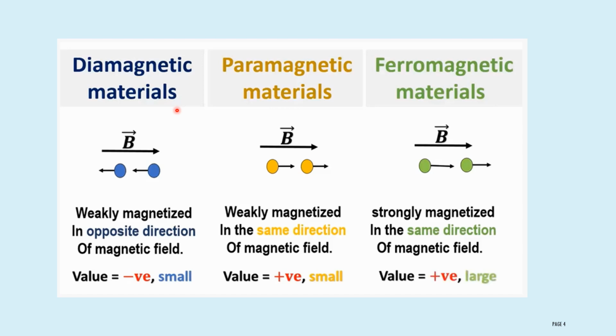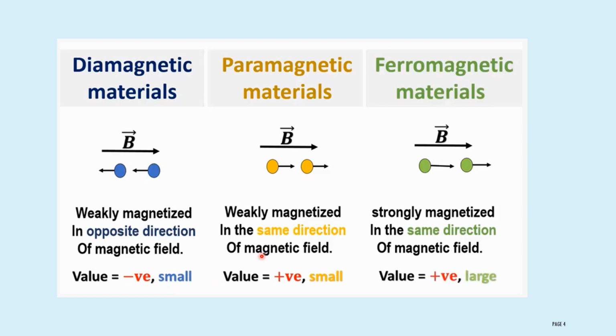Then here we will discuss, if you place a magnetic material in a magnetic field, how will the material be magnetized. First one, if you place a diamagnetic material in a magnetic field, then it will be weakly magnetized in the opposite direction of the magnetic field. See the arrow mark here, it is opposite to the magnetic field. Because of this opposite direction, its value is negative. It will be weakly magnetized, therefore the magnetization value will be very small.